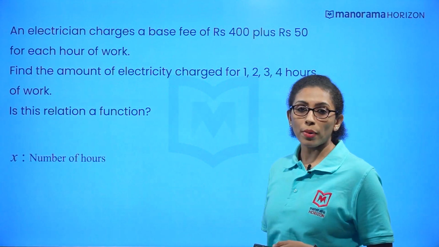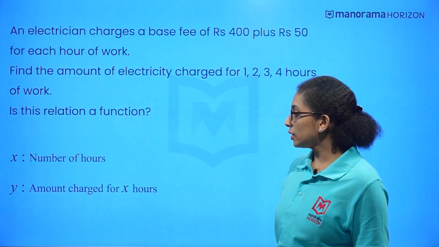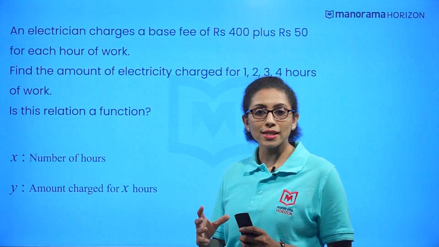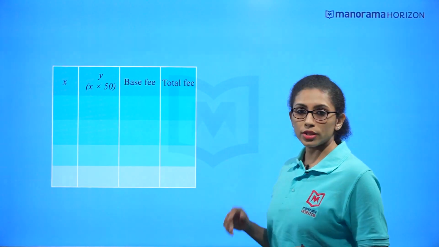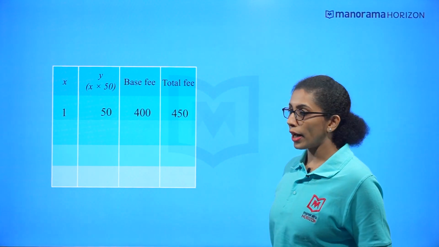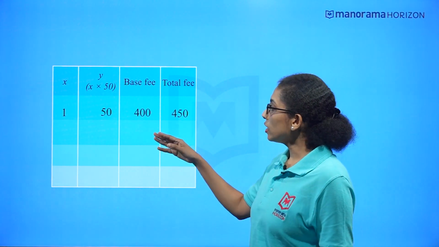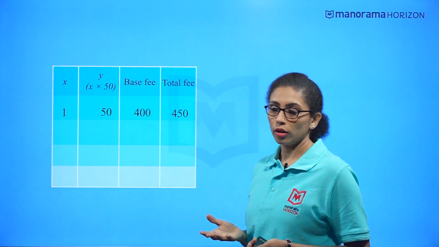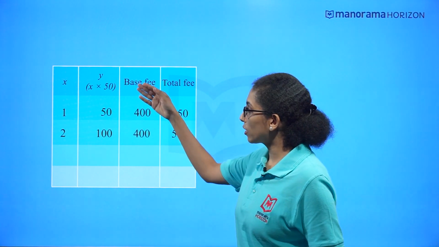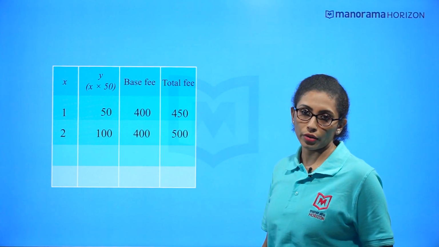Coming to the solution part, let x represent the number of hours, y represent the amount charged for x hours. We need to draw a table showing the x and y values. Here is the table. When x is equal to 1, y is equal to x into 50, which is 50. Base fee is 400, which is common for all. And the total fee is 450. Now when x is equal to 2, we get corresponding y as 100. Base fee is 400 and the total fee is 500.